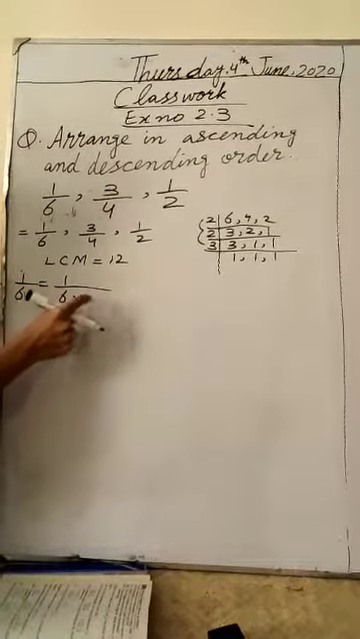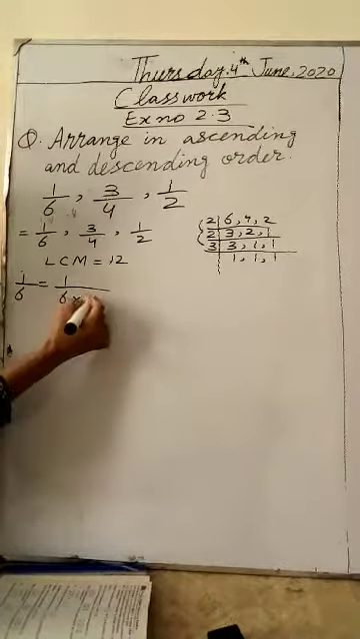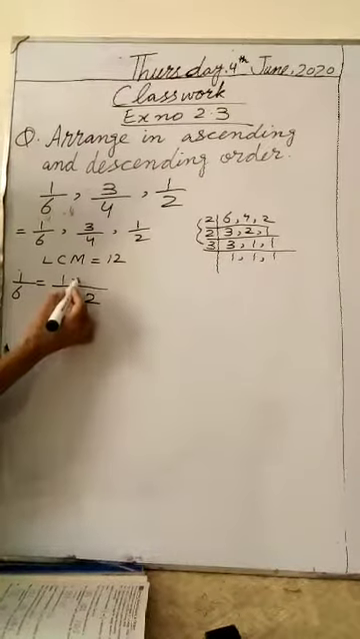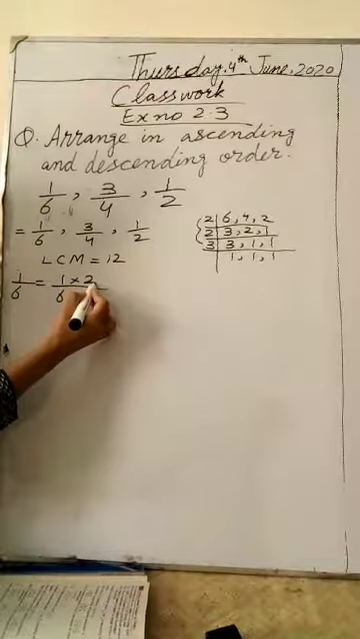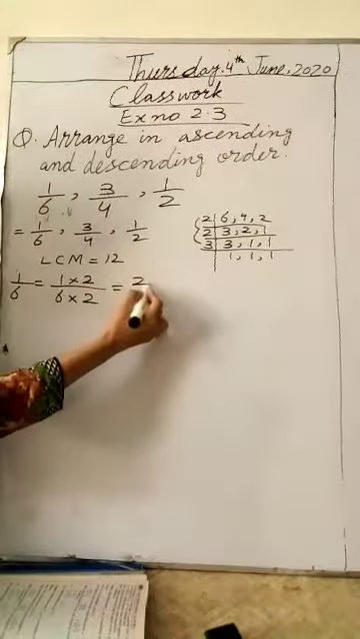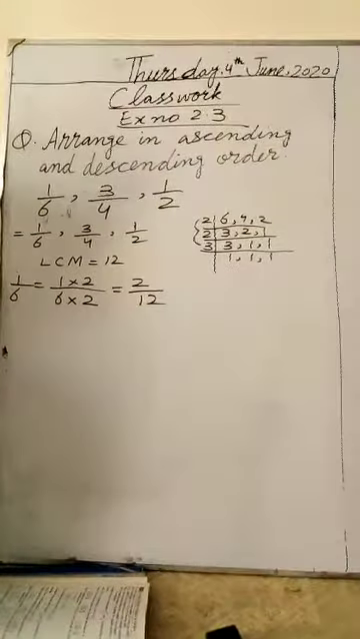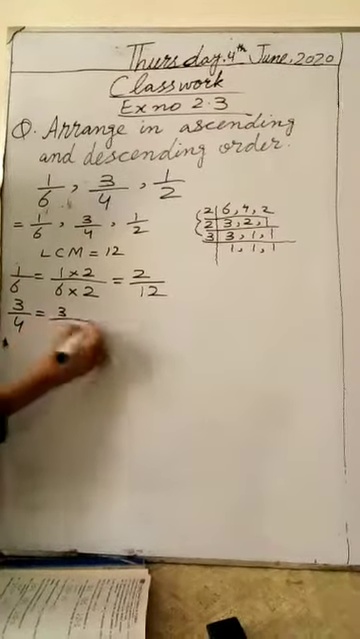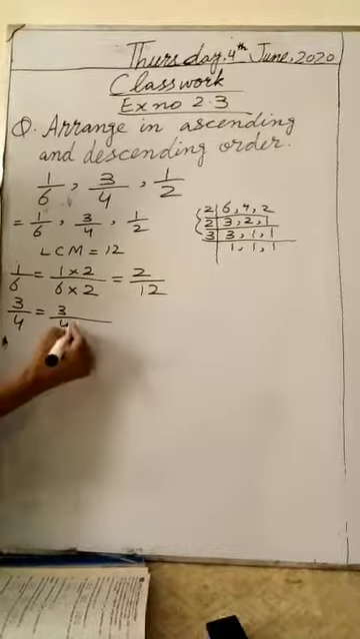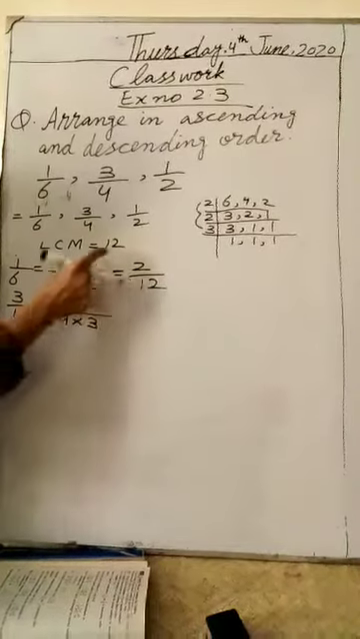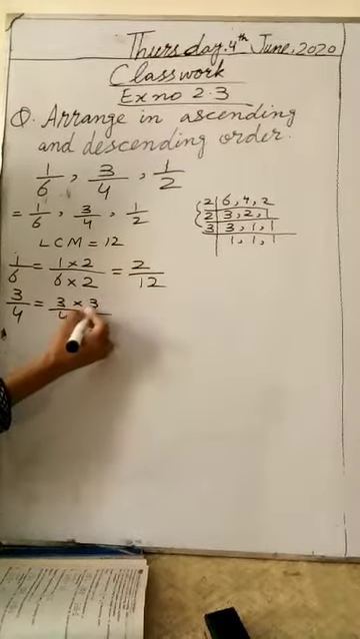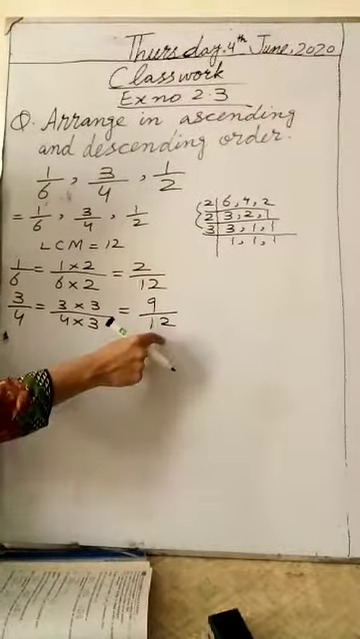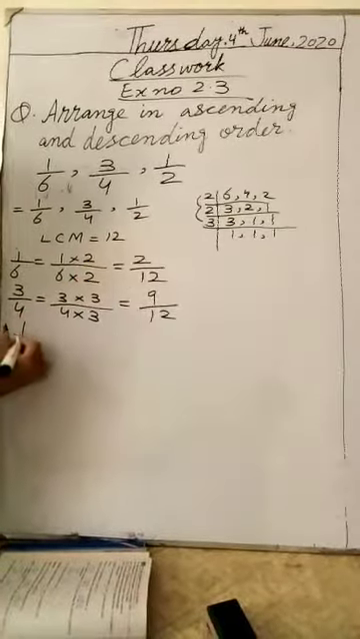Now take your first value. 6 multiplied by which number? 6 times 2 is 12. Now the LCM is 12, so you need to multiply in the numerator also: 1 times 2 is 2, so 2 over 12. Take your second value: 4 times 3 is 12. Multiply in the numerator: 3 times 3 is 9, so 9 over 12.